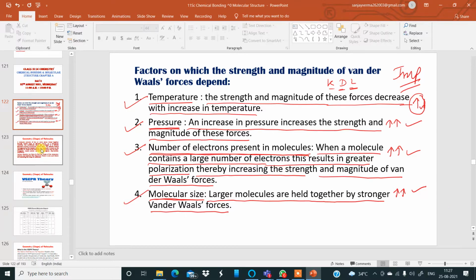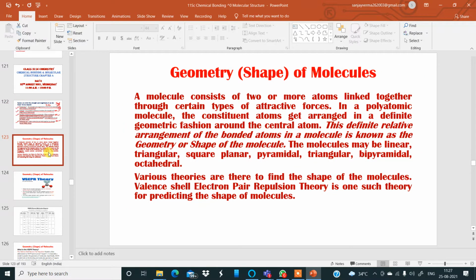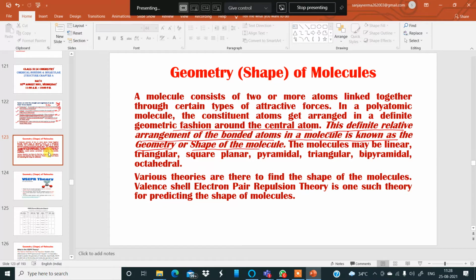Now, with regard to geometry and shape of molecules, a molecule consists of two or more atoms linked together through certain types of forces which are attractive. Moreover, in a polyatomic molecule, I hope you can see the screen, boys. Can you see the screen? Yes, sir. Moreover, in a polyatomic molecule, the constituent atoms get arranged in a definite geometric fashion around the central atom. This definite relative arrangement of the bonded atoms in a molecule is known as geometry or shape of the molecule.